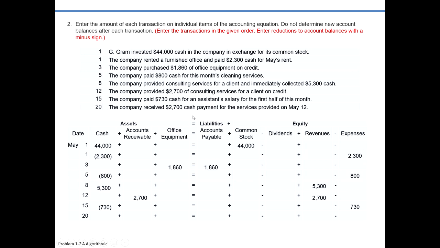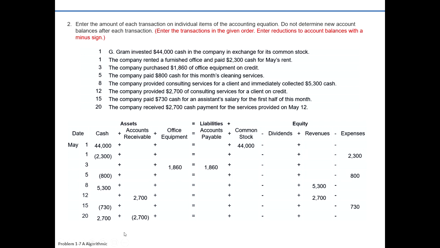On the 20th, the company is finally going to receive that $2,700 cash payment for the services it provided on May the 12th. Keep in mind, we already recorded the revenue on May the 12th when Graham Company provided the service. So we don't record revenue again. We do show the increase to cash because the company is receiving cash of $2,700. Again, not impacting revenue again, but we need to subtract from or decrease accounts receivable because the customer no longer owes the company.